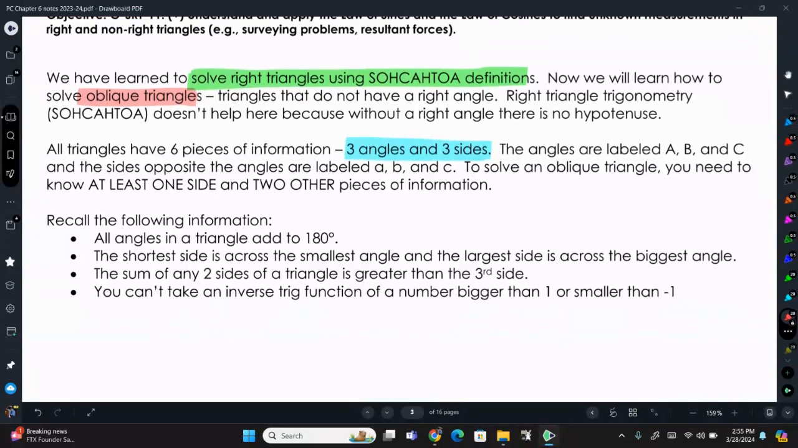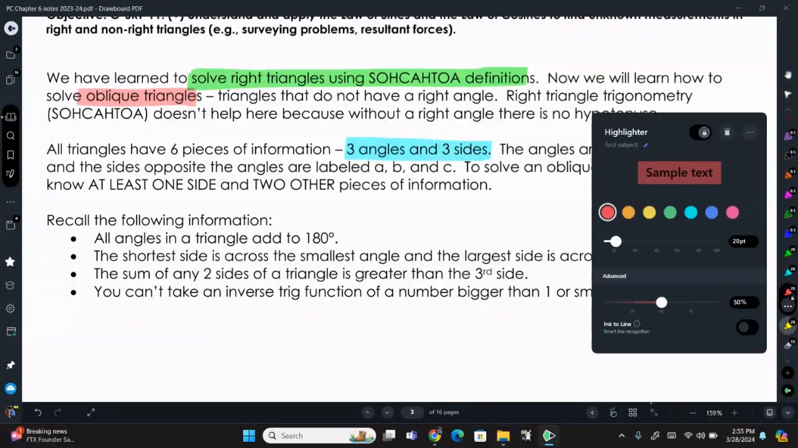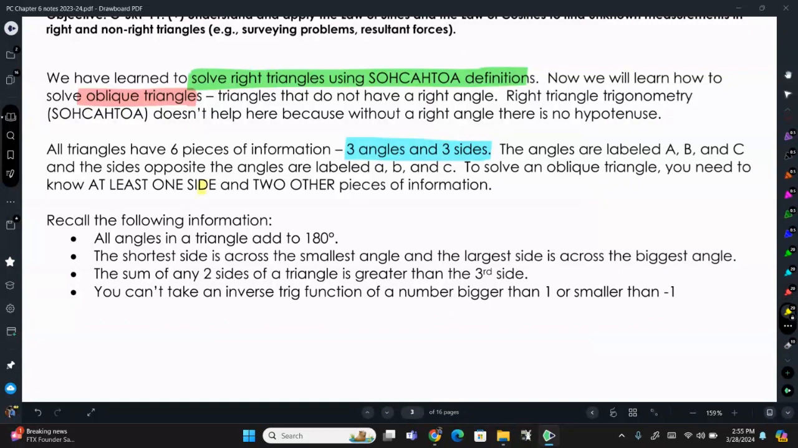Now, to solve these triangles, we need at least one side and two other pieces of information. So those two other pieces could be another side or two. Like we could have all three sides and then be able to calculate the three remaining angles. Or we could have one side and two angles and be able to figure it out.